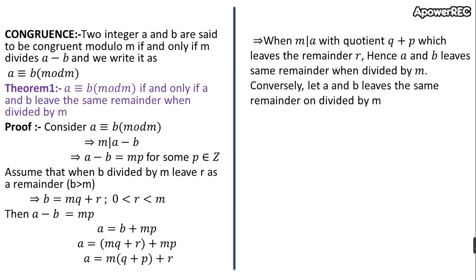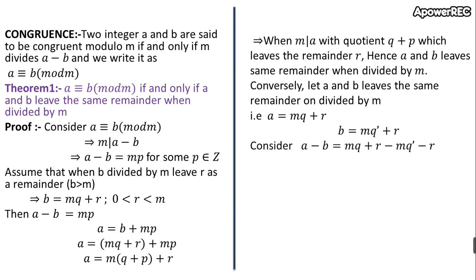Conversely, let a and b leave the same remainder on being divided by m. That is, a equals mq plus r. Similarly, b equals m times q dash plus r. Observe this, the remainder is the same.